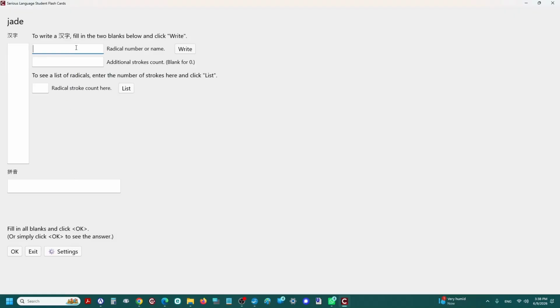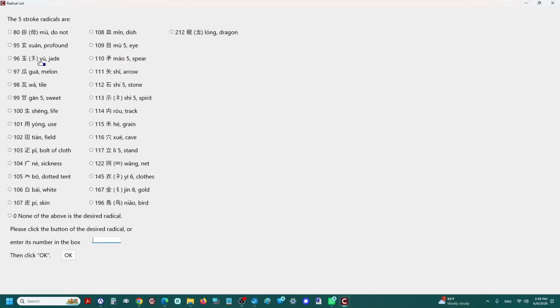Now, to write a character, we need to remember that information from the card. We have to remember what the radical was and how many additional strokes there were. Well, it happens that I remember that this is a radical by itself, and I remember that it's a 5-stroke radical. So I can go here and look at all of the 5-stroke radicals, and there I see it. And it has a nickname. It has the Chinese nickname, which is simply how it's pronounced, and then it has the English nickname Jade, and it's radical number 96. So I want to choose that radical and say OK.